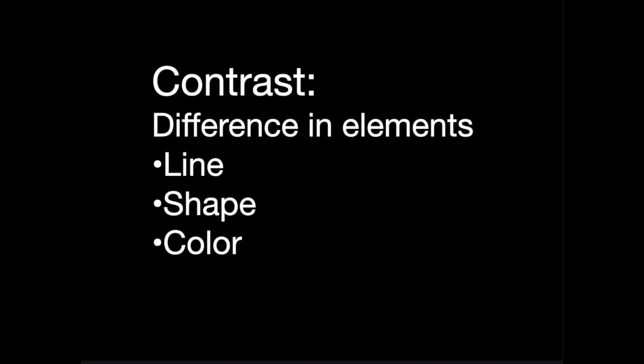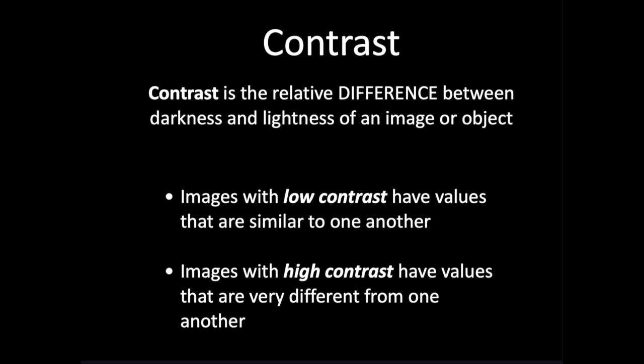Finally, in this lecture, let's talk about contrast. Contrast is the difference in elements. So line, shape, or color. A thick line, a thin line, an organic shape, a geometric shape. Contrast is when the elements somehow will be in opposition to each other to give variety. Contrast is also the relative difference between lightness and darkness in an image or object. So images with low contrast have values that are similar to one another, and images with high contrast have values that are very different from one another. So we'll talk about that more when we talk about value.